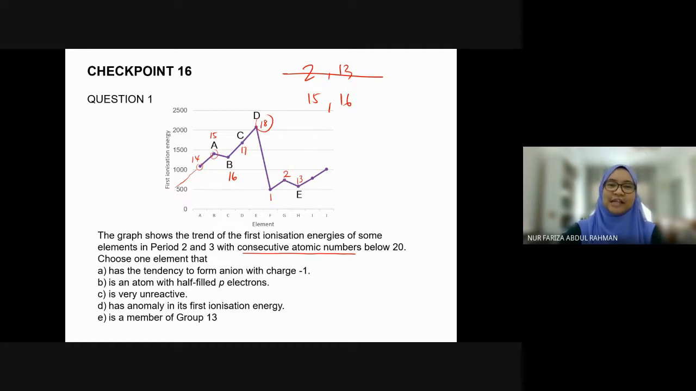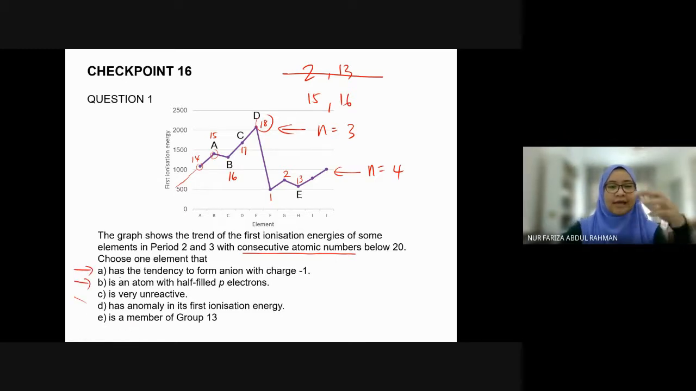So dekat sini dah nampak dia ada, nampak tak, dia tak follow trend. So this is also anomalies but from different period. Katakanlah this is n is equal to 4, this is n is equal to 3. Okay, alright. So once we have that already, barulah senang kita nak predict jawapan-jawapan yang seterusnya ke bawah tu.